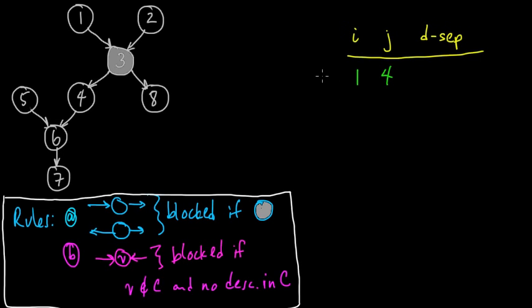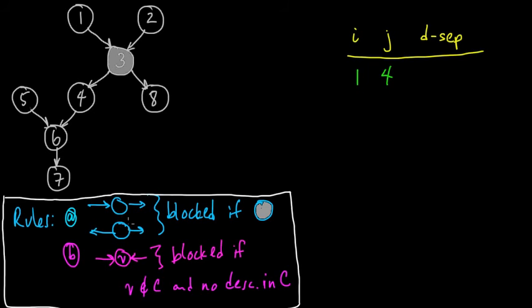Okay, so for 1 and 4, we need to determine whether all the paths from 1 to 4 are blocked. That's what we need to determine in order to determine if this is d-separated. There's only one path from 1 to 4, right? It's 1, 3, 4. So 1, 3, 4. And is it d-separated?